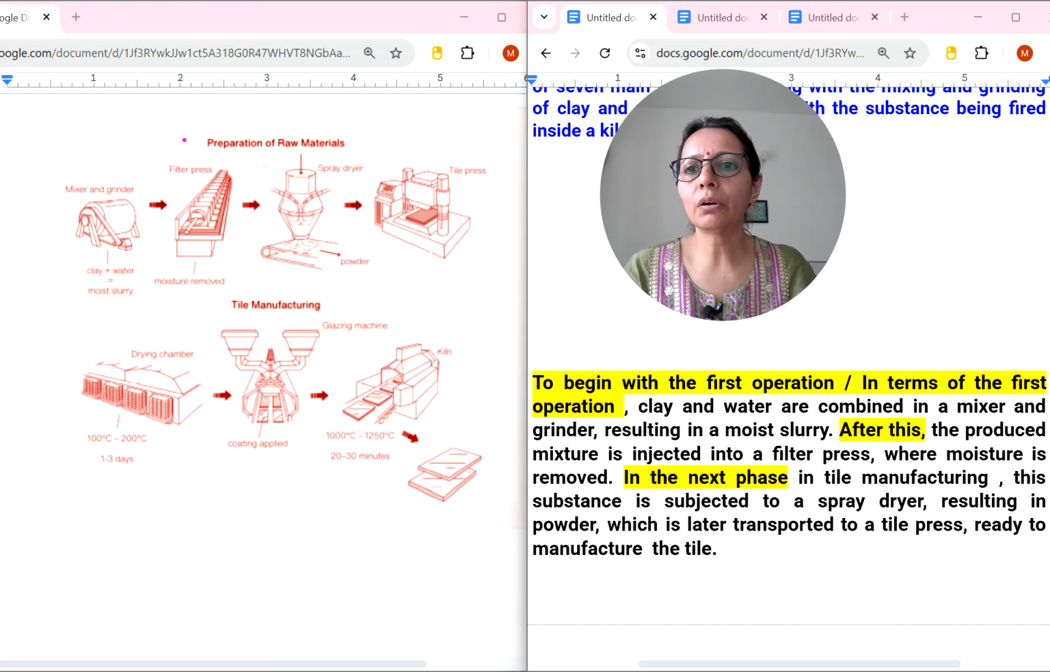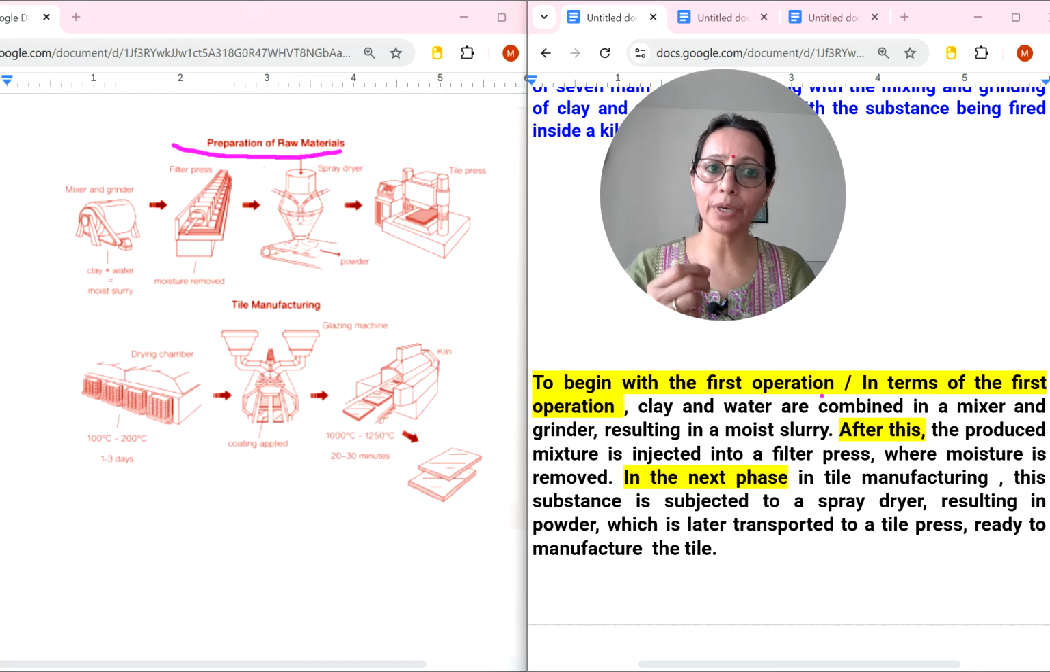So first we will talk about the preparation of raw materials. So to begin with the first operation, or in terms of the first operation, we can write it.